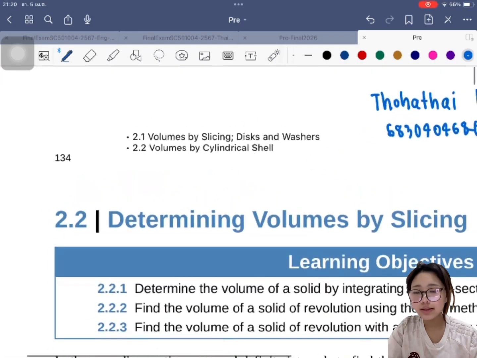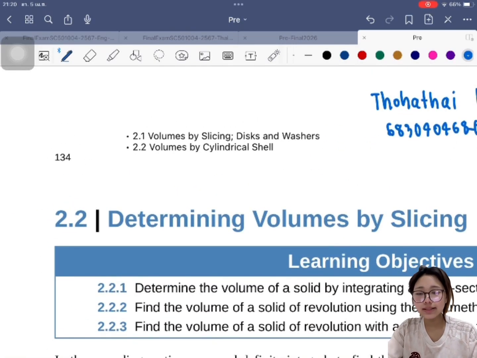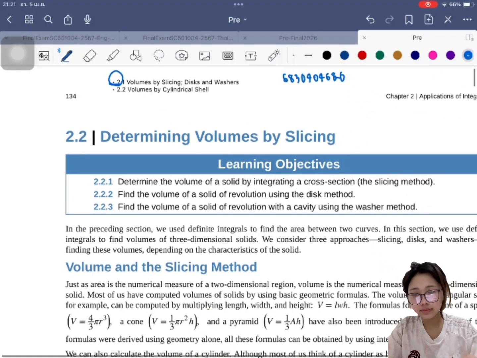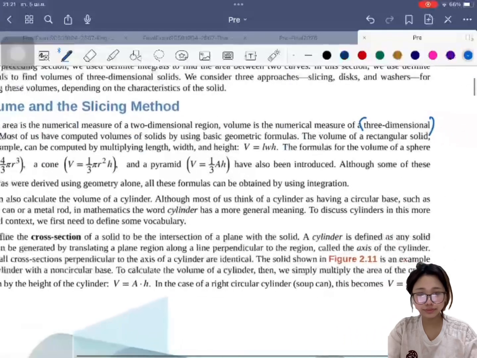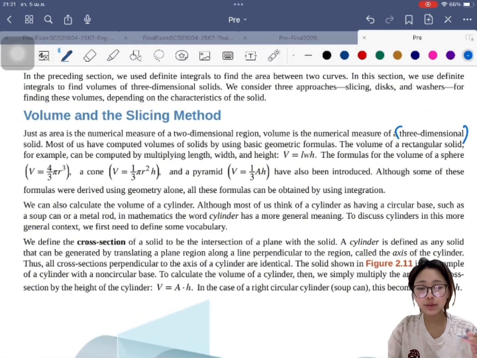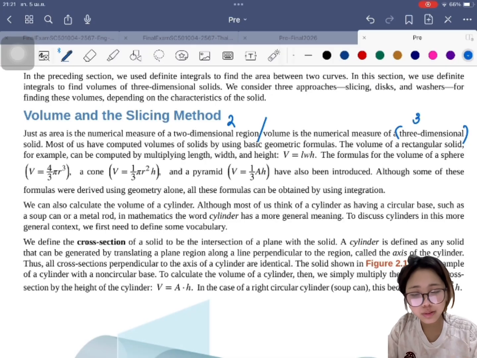Today I'm going to talk about two parts. First is volume by slicing (series animations) and volume by cylindrical shells. The first is 2.1. It's about area as a number measure in two-dimensional regions. Volume is a number measure in three-dimensional regions.